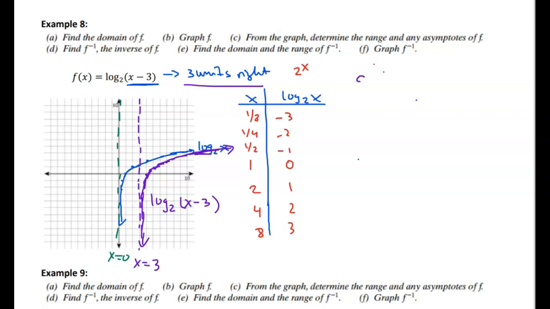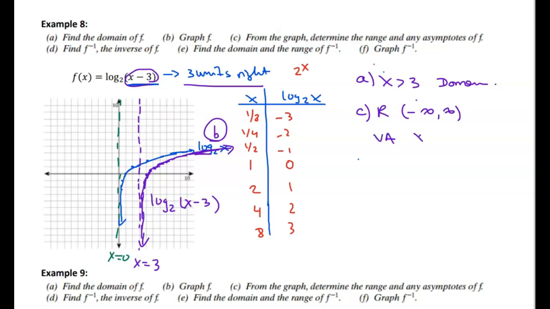All right, so let's answer some questions. The domain of the function, you look here, is x bigger than 3. You can see that there's a vertical asymptote at x equals 3, and all the values of x that I picked were bigger than 3. We graphed it, and I determined the range and the asymptote. So this is the graph. The range is going to be negative infinity to infinity. And there's a vertical asymptote at x equals 3.